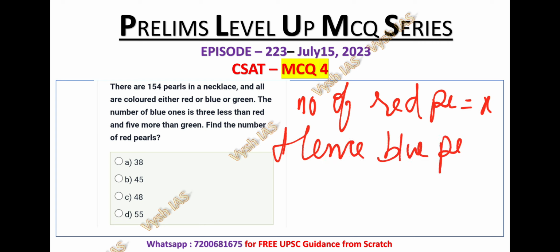As per the question, if you read the question once again, there are 150 pearls in the necklace and all are colored either red or blue or green. So there are 3 kinds of colors: red, blue and green. The number of blue ones is 3 less than the red one. So the number of blue pearls is x minus 3, because red we have assumed as x.